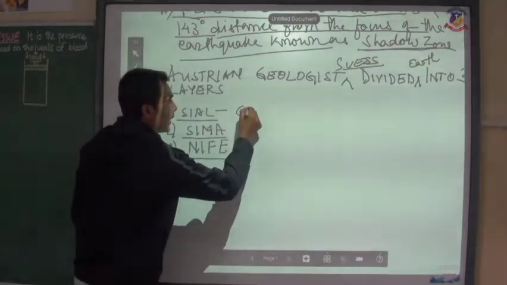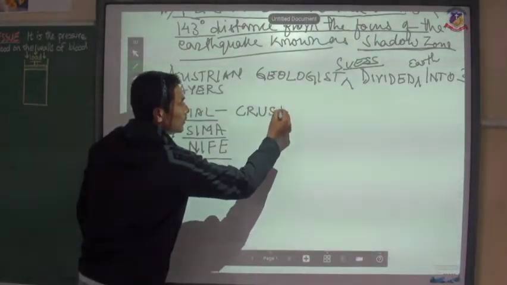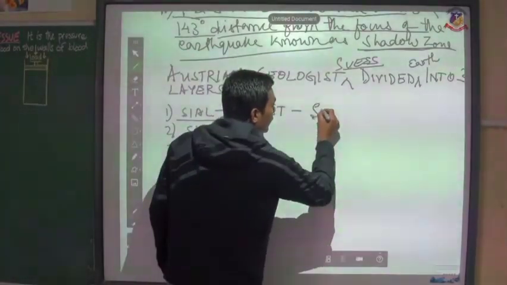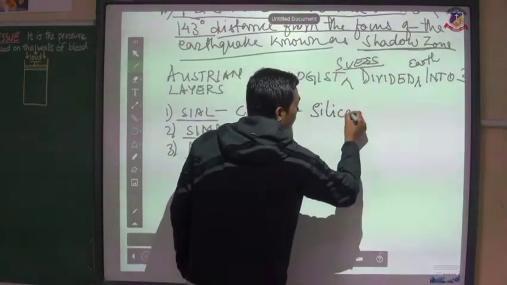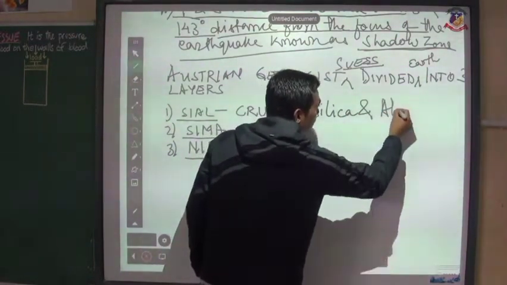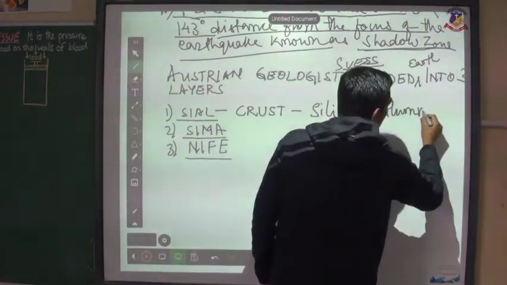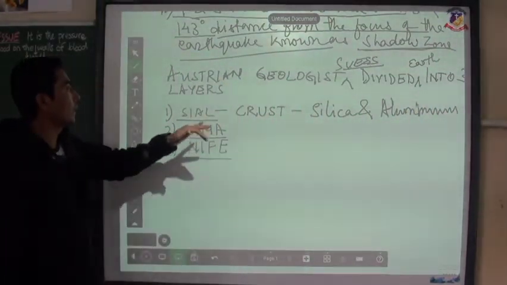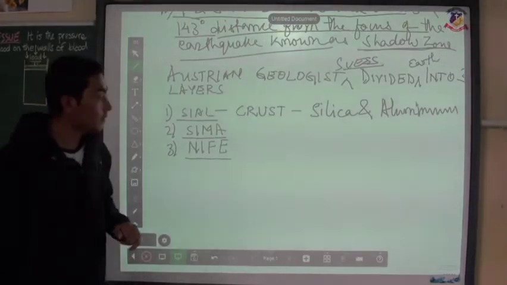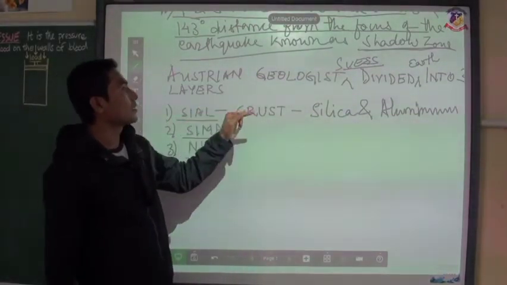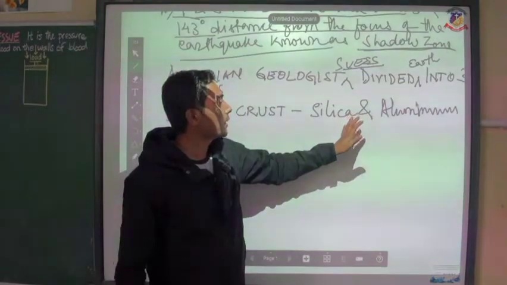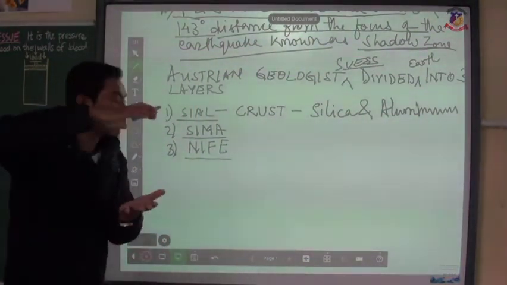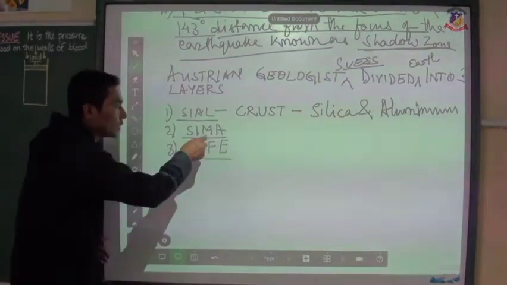Sial is referred to as the earth crust. Clear? It has a higher concentration of silica and aluminium. Therefore, it is referred to as Sial. And Sial is referred to as the crust because silica and aluminium are much lighter. That's why it floats on Sima.